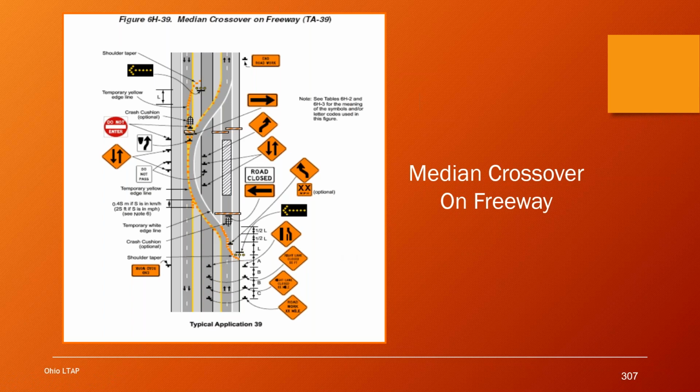This typical application shows us how to do that. It shows us our signage package, placement of the arrow board, and the design of the placement of the drums, and exactly how that crossover is shaped, and then how to bring them back over into the northbound lanes, and use of barriers and barricades, do not enter signs. So that's where we get the information on how to create that crossover.